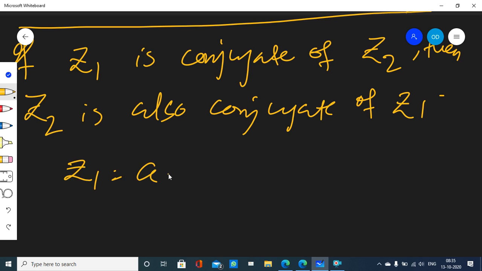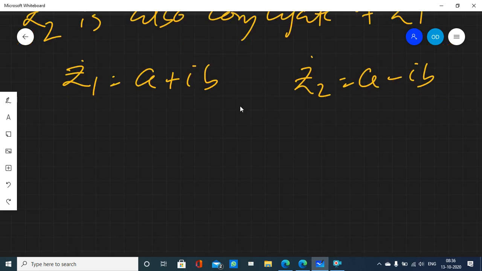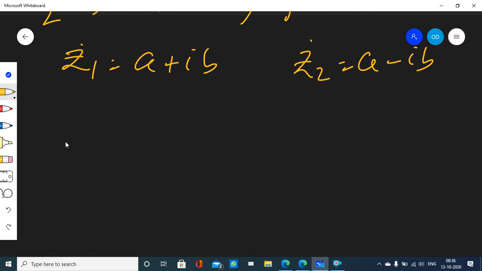So let's say z1 is equal to a plus ib and z2 is equal to a minus ib. You can see here z2 is a conjugate of z1 and z1 is also conjugate of z2. They are conjugates of each other, right? Everybody clear on this?